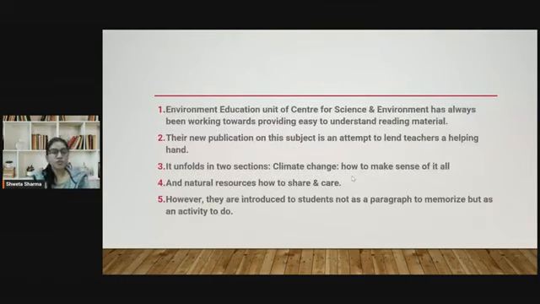This is the next question. Spend another quick 30 seconds to maybe 1 minute. Look at the options. Once you're done with the question, I'll show you the options and then we can figure out. It doesn't seem to be a very tough question though. You can say it talks about the environment education unit, right? Their new publication, it unfolds two sections. So naturally now you'll be looking for these two sections, right?